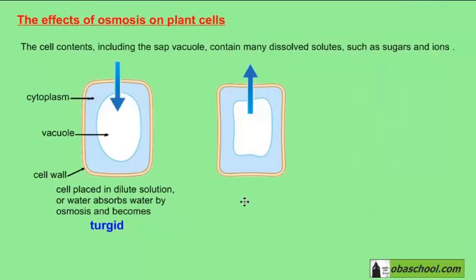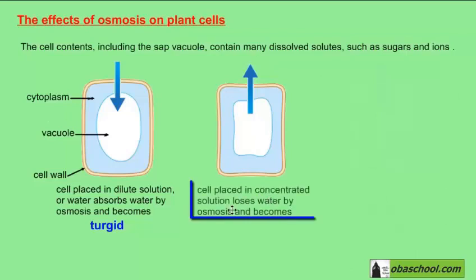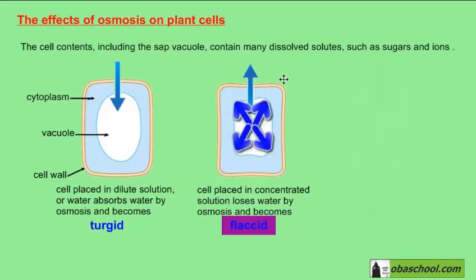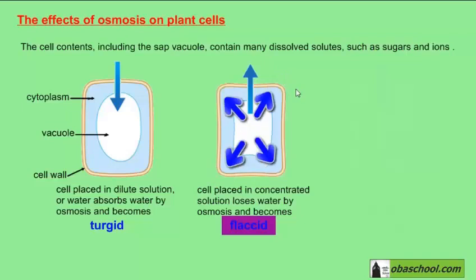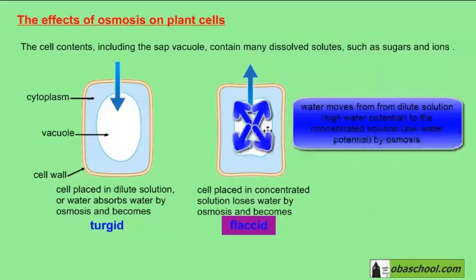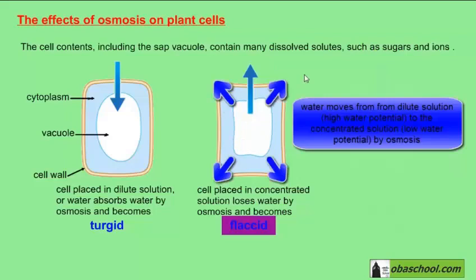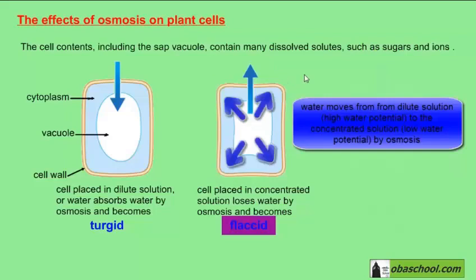While on the other hand, if we place a plant cell in a concentrated solution, which means it has less water on the outside than it does on the inside, the cell will lose water by osmosis and become flaccid. Water will leave the vacuole and the cell membrane to the external environment because it has higher water potential on the inside, and it will lose water by osmosis and become flaccid. It is shrinking, actually.